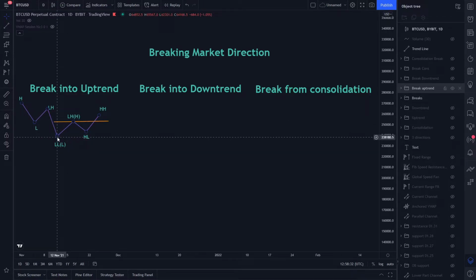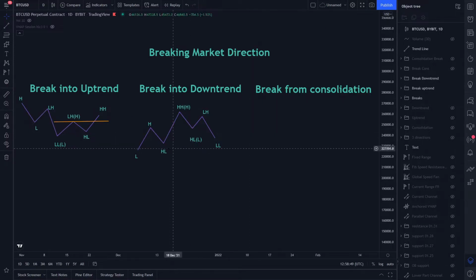As you can see, price makes the low, the high, a higher low, then it breaks the high by making the higher high, and this is an uptrend. Right now, let's talk about how price action can break from uptrend into downtrend. As you can see, right now price is in an uptrend. So we have low, high, higher low, higher high.